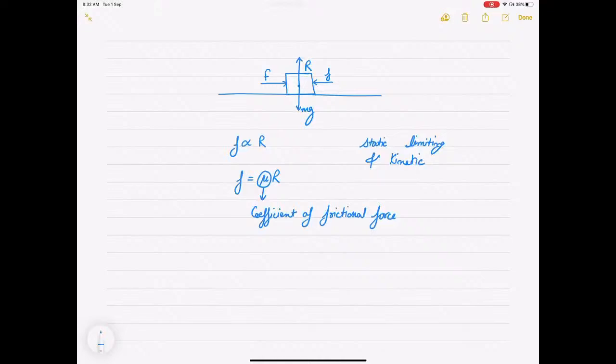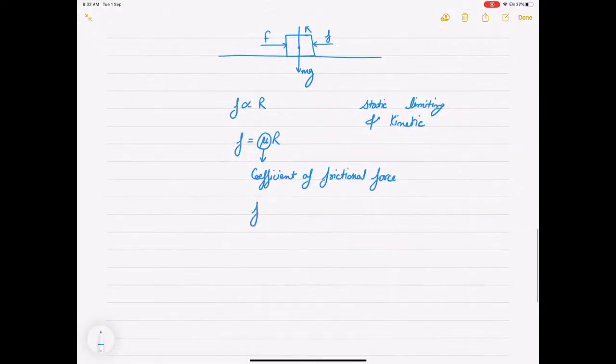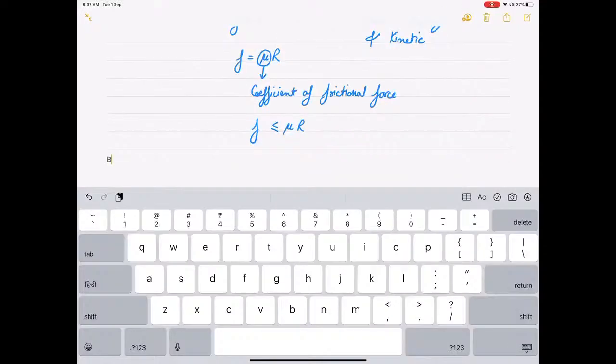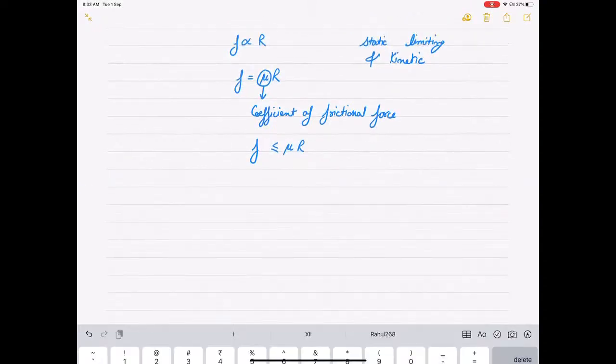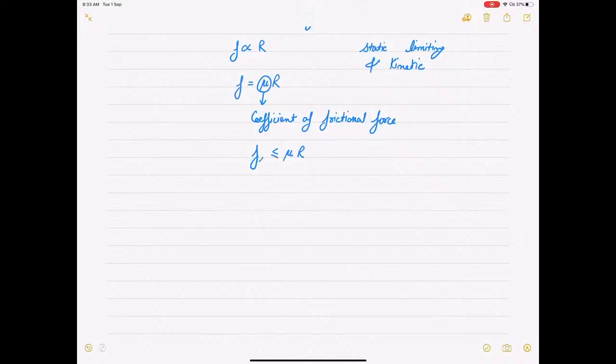For static, the value varies. If the object is at rest, then this frictional force has to be less than or equal to this mu into R. The object is at rest. I'll name this mu s, static, so the coefficient will become the coefficient of static friction. R will remain the same.